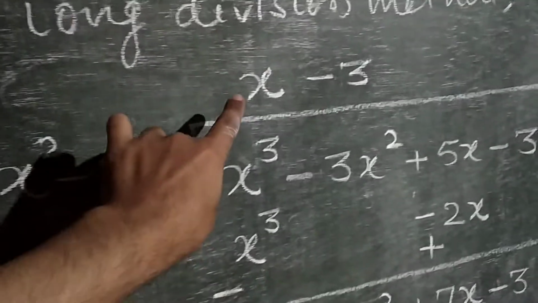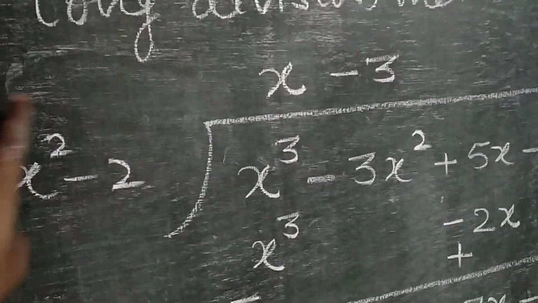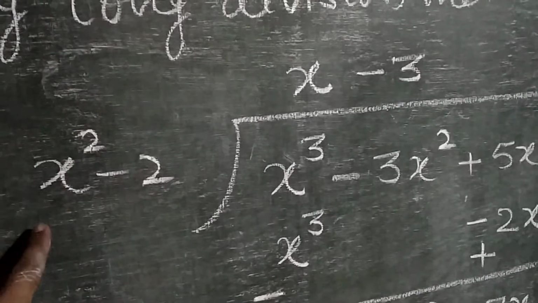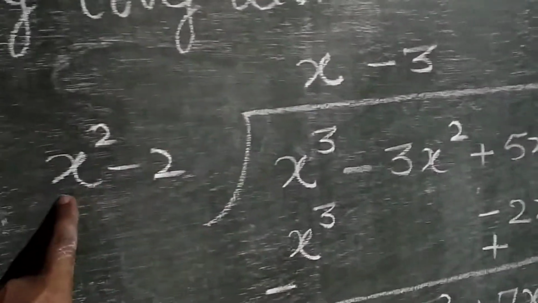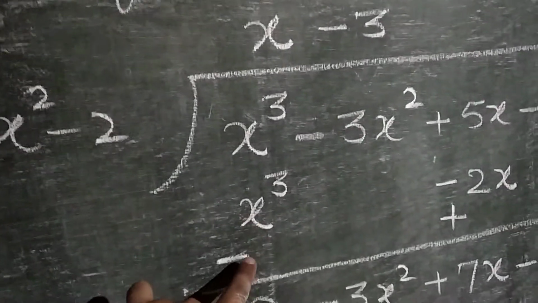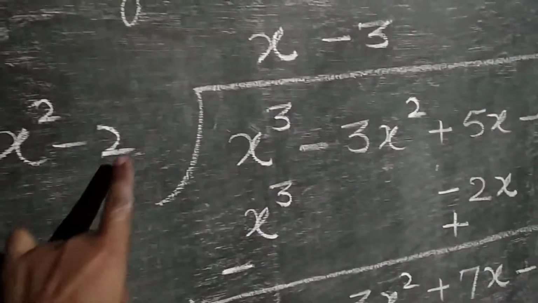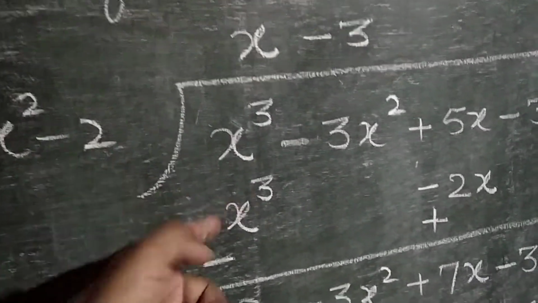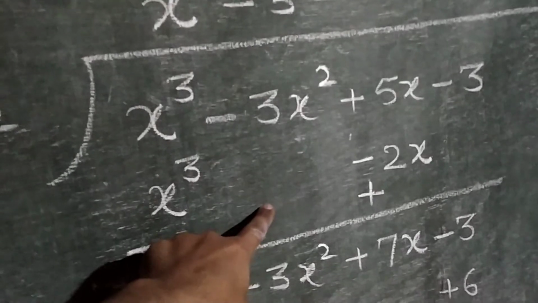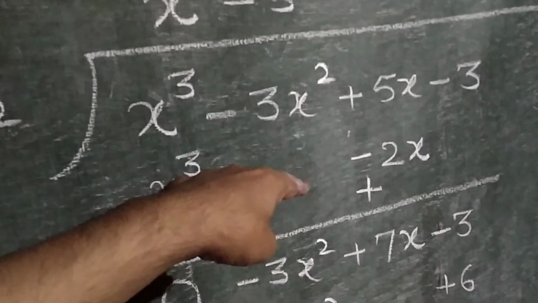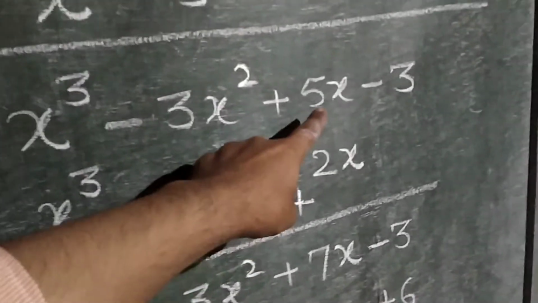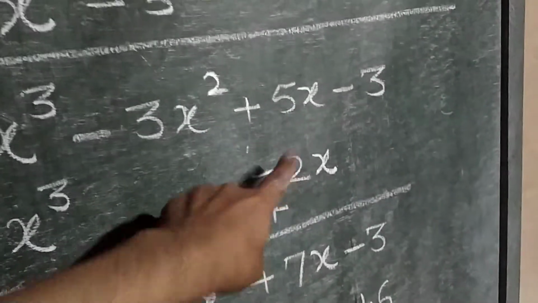Now we will multiply this x by all the terms of the divisor. What will we get? X into x square will be x cube. Okay, and x into minus 2, we will get minus 2x. We will not write here below 3x square because their degree will be different. So we will write here 2x below 5x.